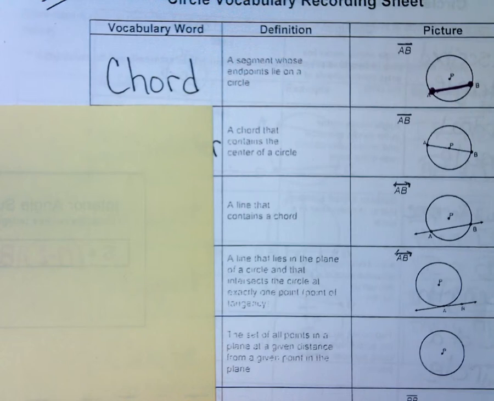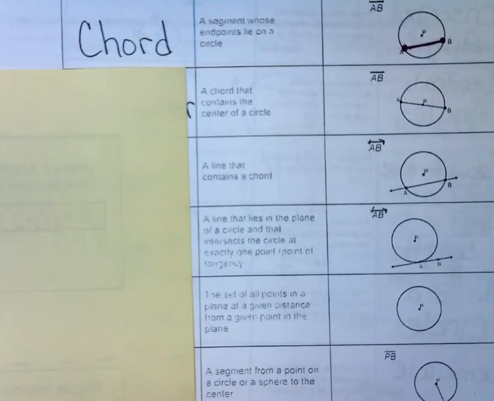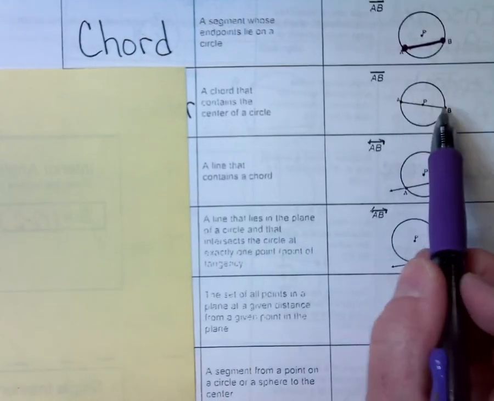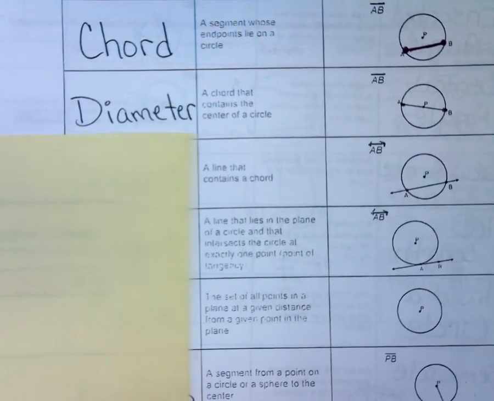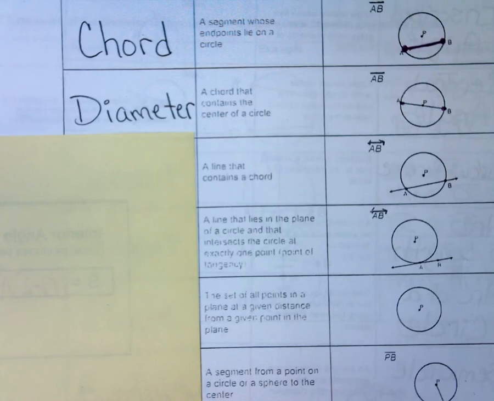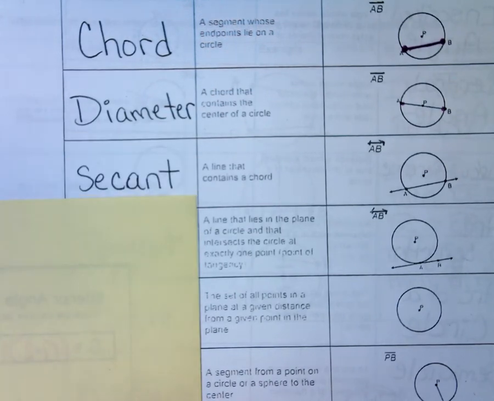What do you think? Diameter. And that is review. We know that a segment that goes through the center of the circle and has both endpoints on the circle is a diameter. Okay, this next one is new. Does anybody know? Secant. It is secant. So this is something new to us.